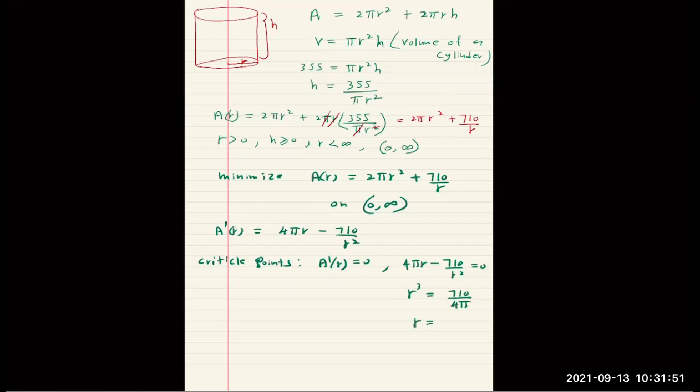You take the third root of this number, 710 divided by 4 pi. You take the third root of that number. That is the value of R.